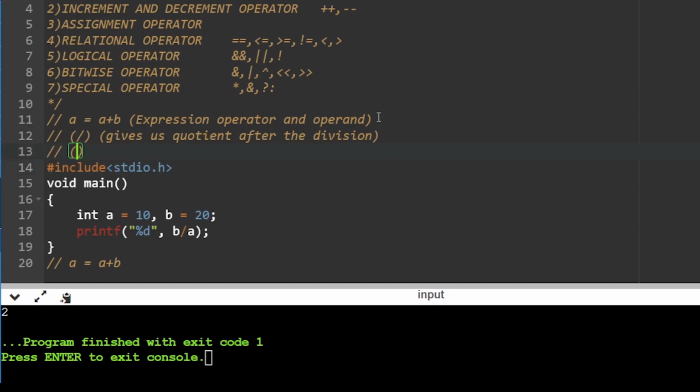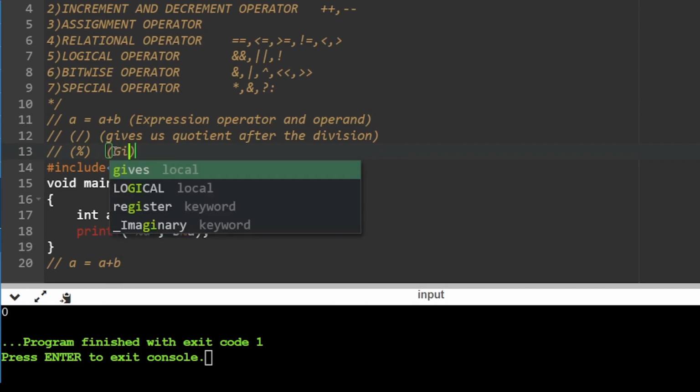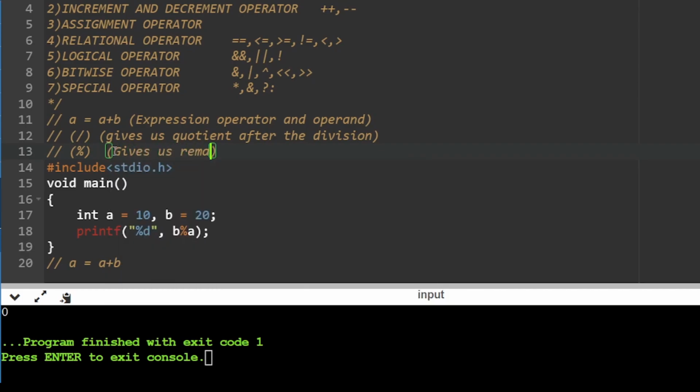Now coming to the modulus operator, which is a percent. If I give a modulus operator over here and run it, the output is going to be 0, because 20 divided by 10 does not have any remainder. So this modulus operator gives us the remainder after the division. This is the work of the modulus operator.